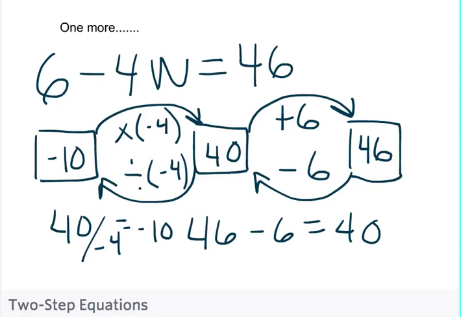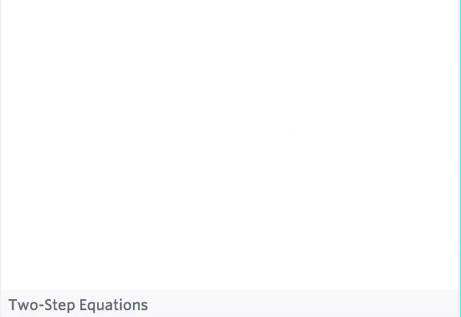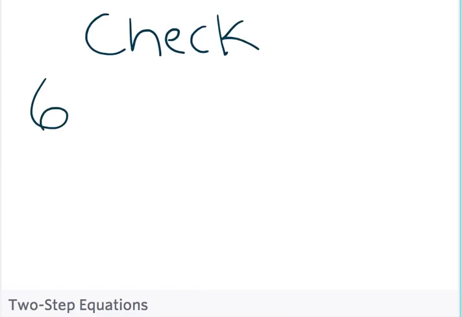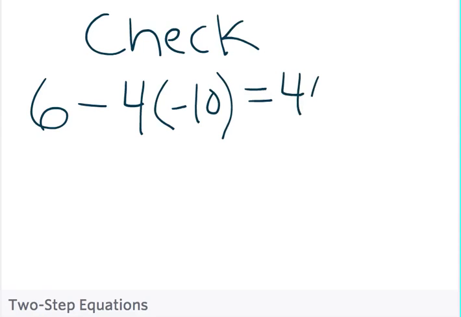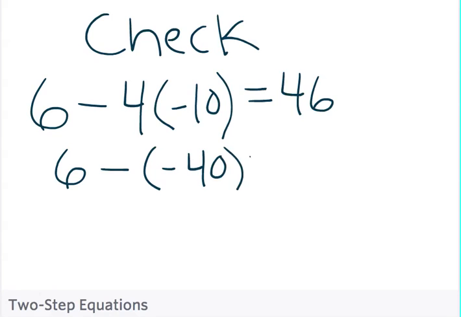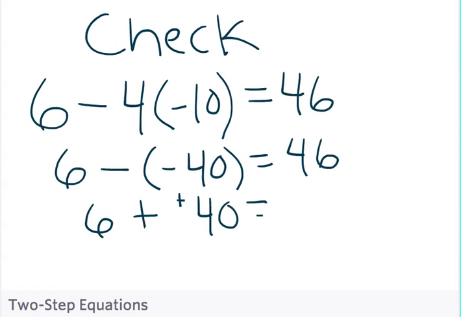So let's see what the check looks like on that. To check that, write 6 minus 4 times negative 10 to make sure that that is equal to 46. Negative 4 times negative 10 is negative 40. 6 minus negative 40 is the same as 6 plus 40, so that checks.